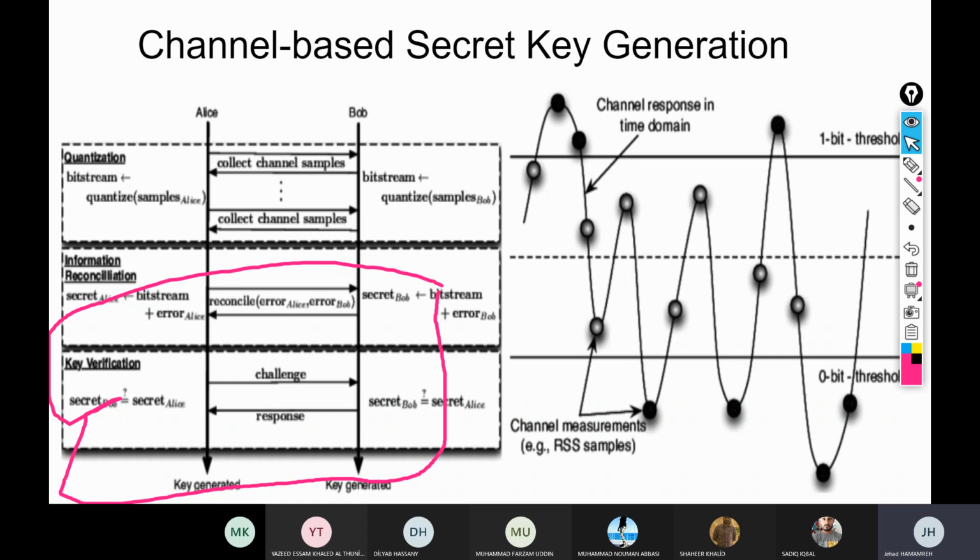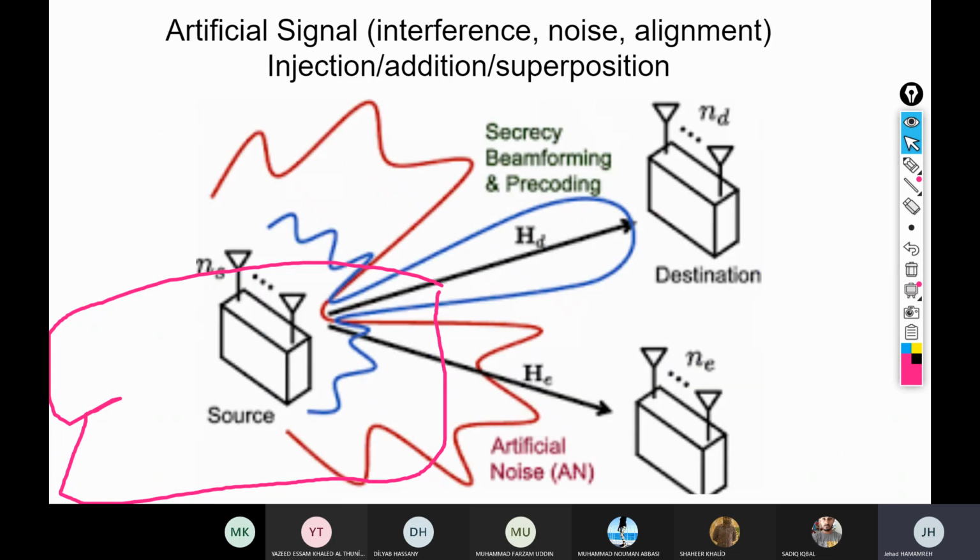So now we are done with channel-based secret key generation. Let's move to the artificial signal interference, noise, alignment, injection, addition, superposition procedure. So in this technique, you get help from an artificial signal and you design it properly by exploiting some existing degree of freedom in your system in order to improve your secrecy or optimize it or increase it or make it better at the end of the day.